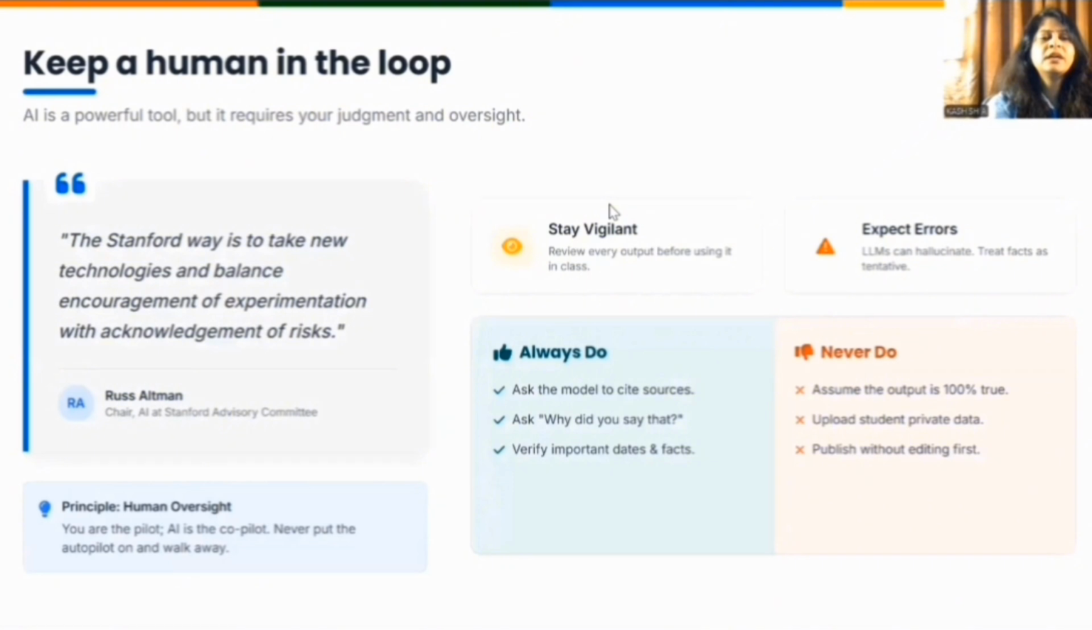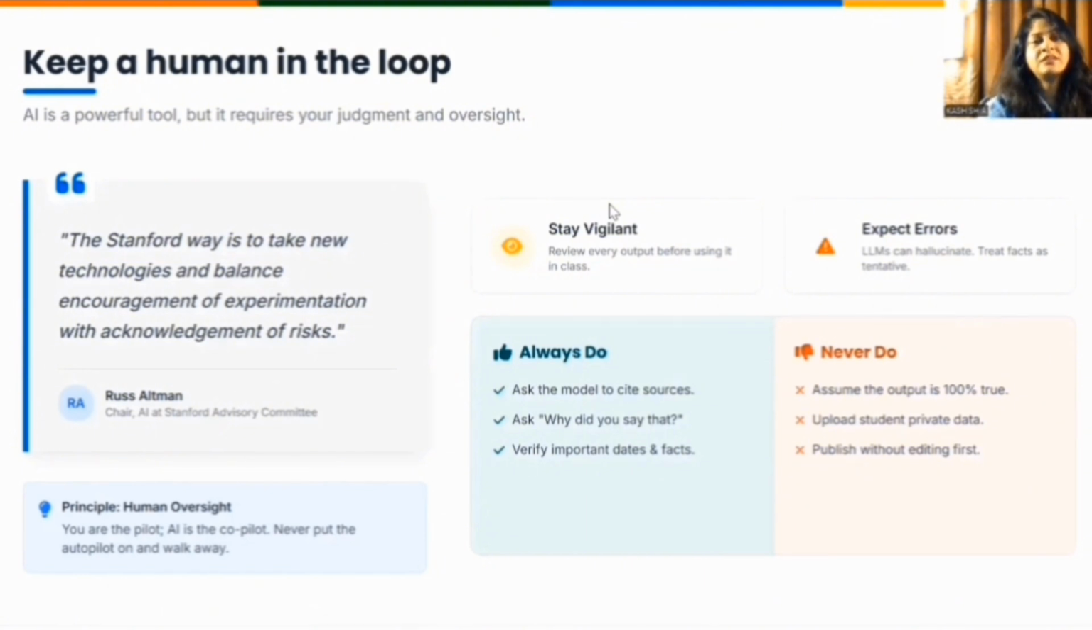Keep a human in the loop. AI is a powerful tool, but it requires your judgment and oversight. We should not believe 100% blindly in the AI. Human input, human conscience, we always need to intervene and audit it. The Stanford way is to take new technologies and balance encouragement of experimentation with acknowledgement of the risk, that matters a lot, as said by Russ Altman, Chair of the AI Advisory Committee at Stanford.